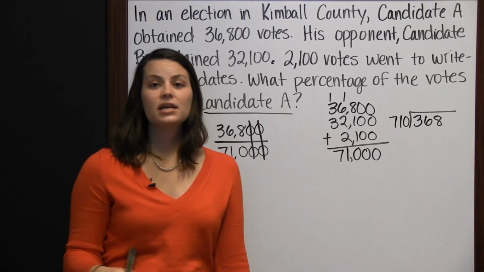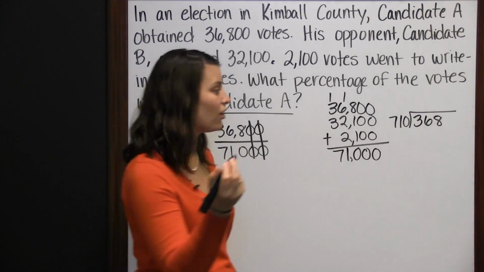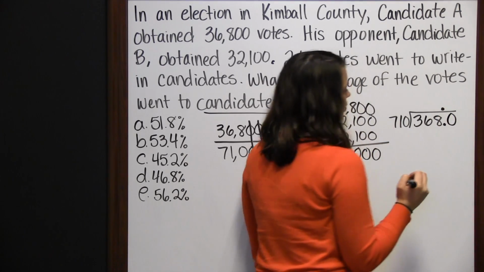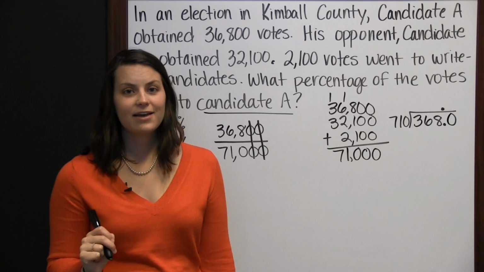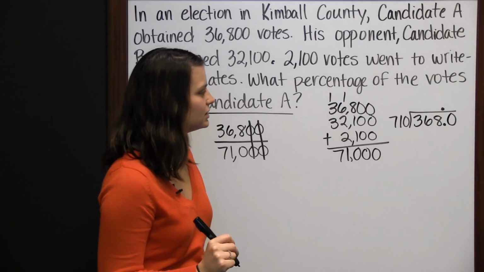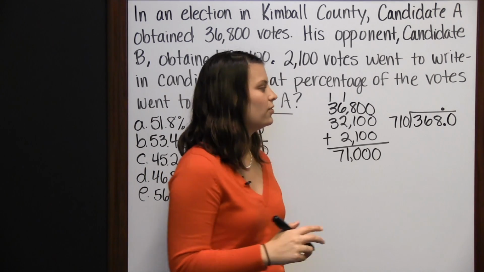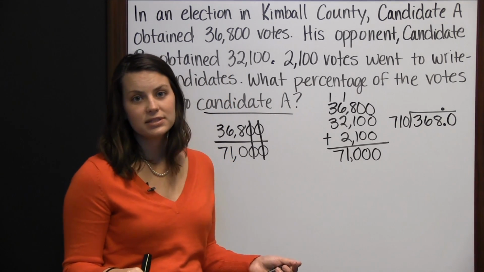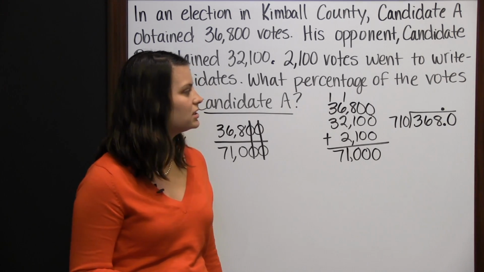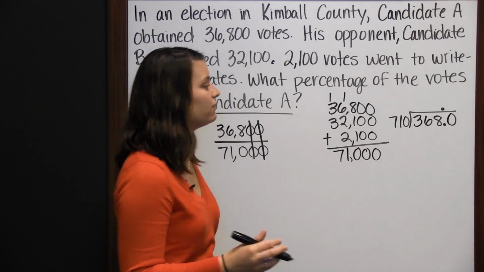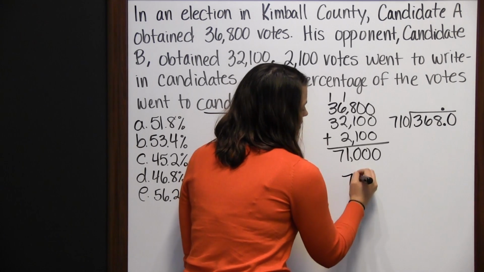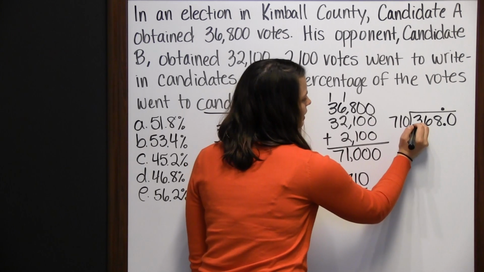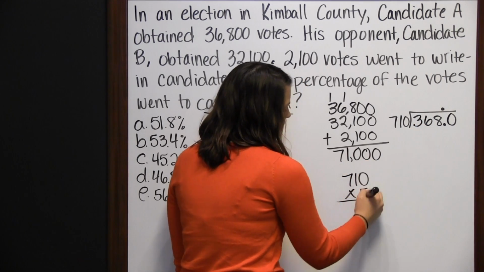Well, 710 doesn't go into 368 at all, which means I'm going to have to add a decimal and a 0. And now I can divide 710 into 3,680. So I can use compatible numbers here, and 710 is very close to 700. 700 times 5 would be 3,500. So I'm thinking 710 is going to go about 5 times into 3,680.